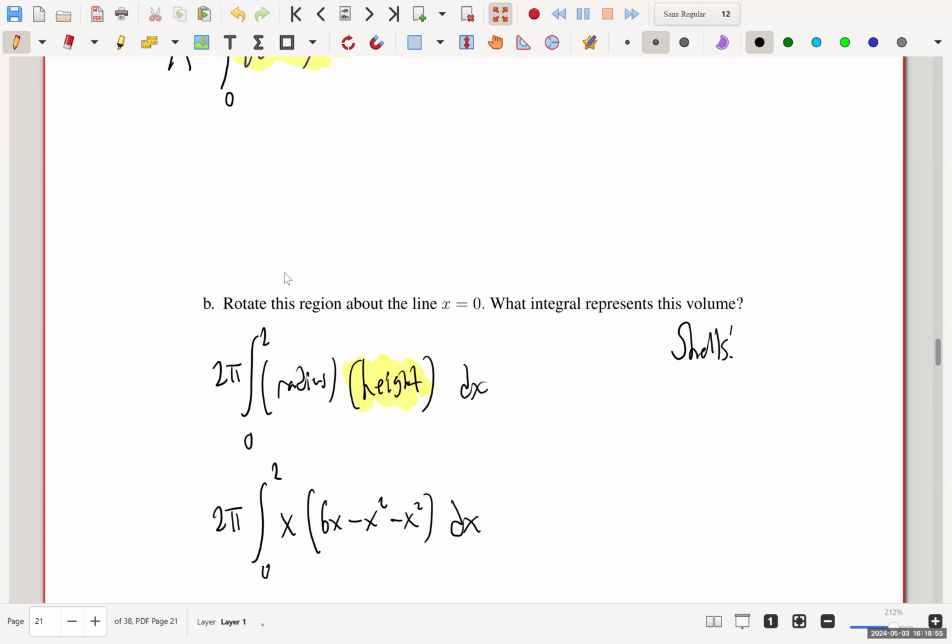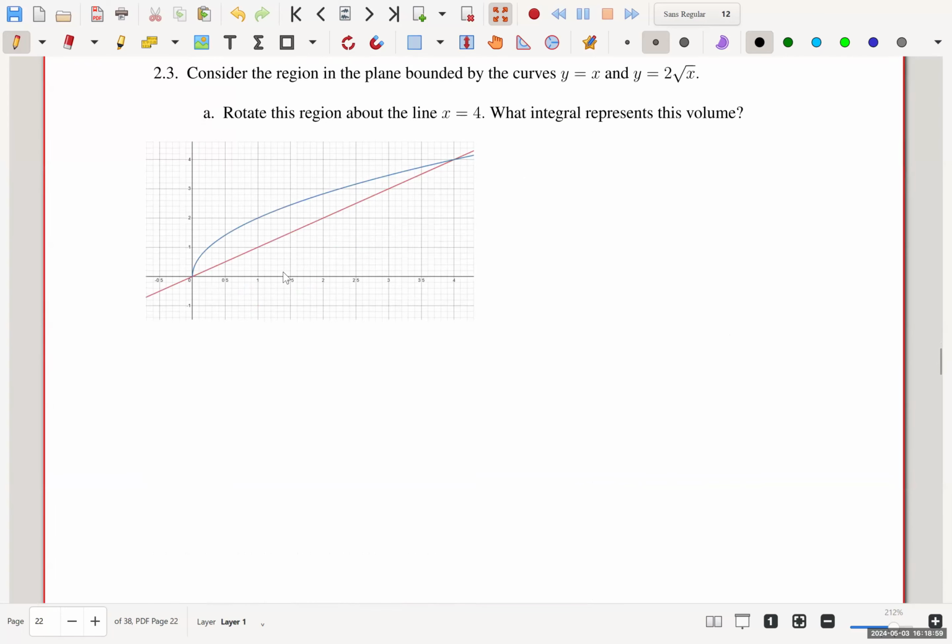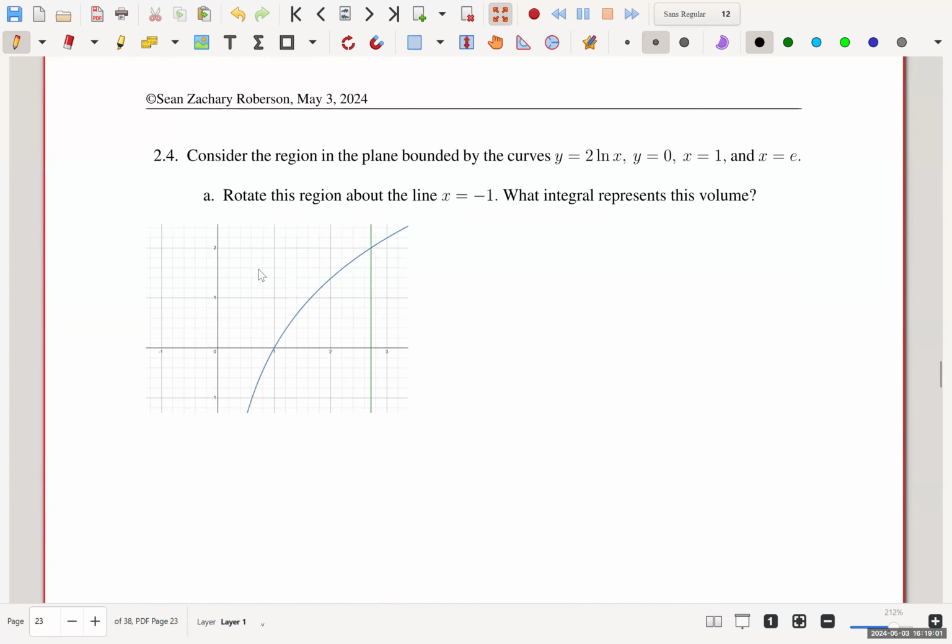2.4 real quick, okay? I think area should be easy, right? Area between curves is super easy. I trust we can do that. Let's look at 2.4 here. I got the OG log, but it's actually natural log. Keep it all natural. y equals 2 log x, y equals 0, x equals 1, and x equals e. So that green line there is x equals e.